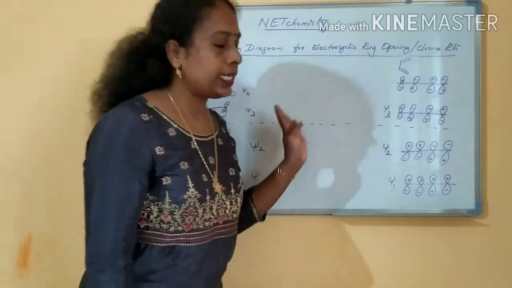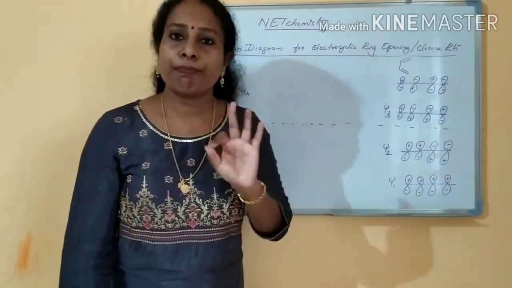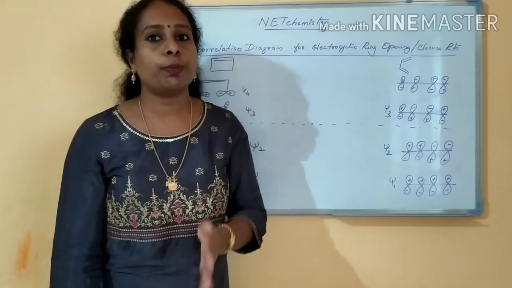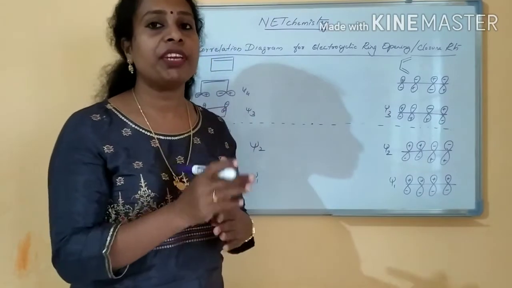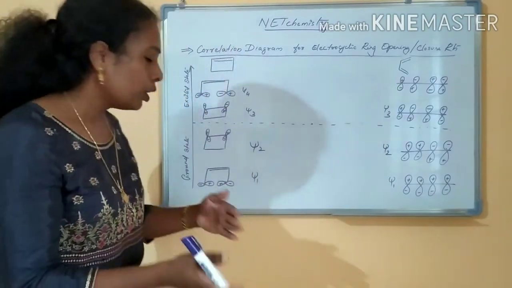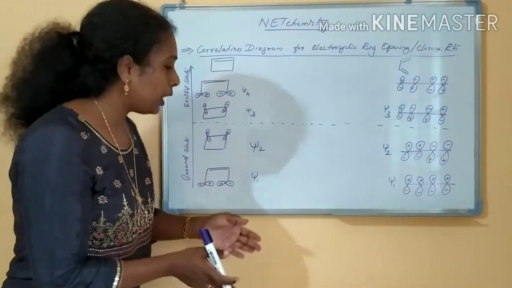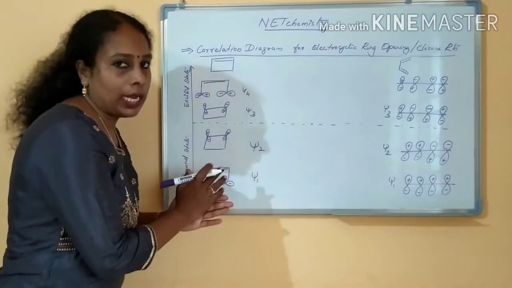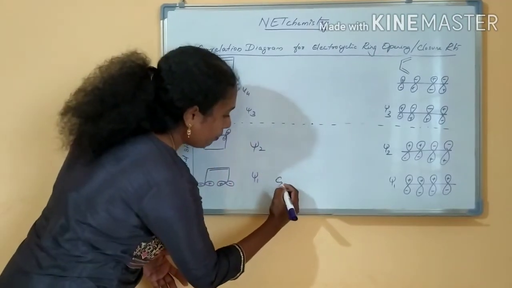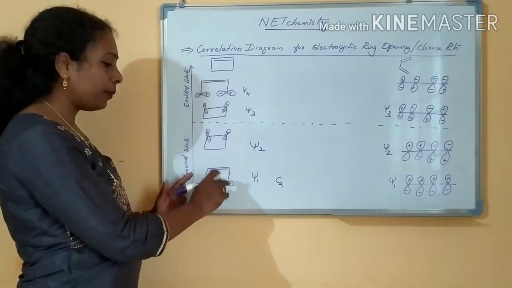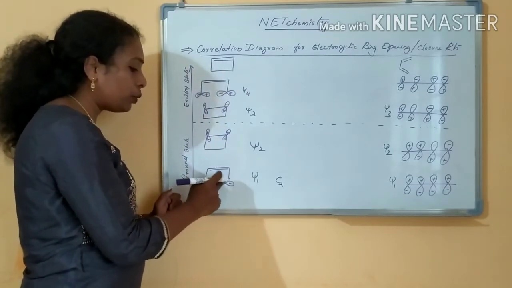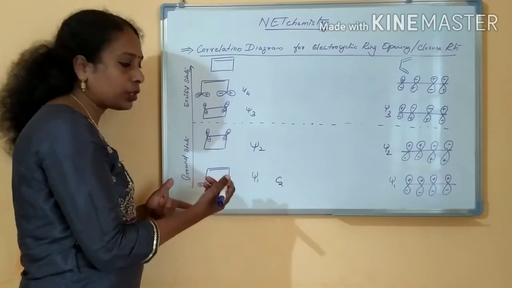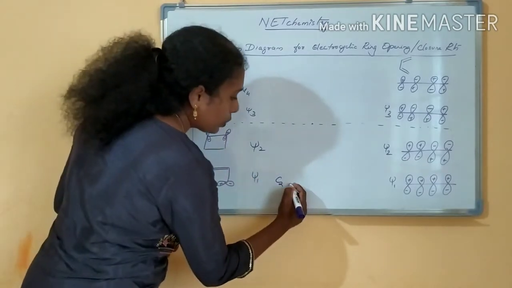If you are not understanding these molecular orbitals, please watch the first video about pericyclic reactions. How to draw the molecular orbitals, everything I have explained in that video, so again and again there is no need to tell. Now I am going to take the C2 axis of symmetry. If I am taking a C2 axis, both orbitals are the same, right? Positive and negative, positive and negative.